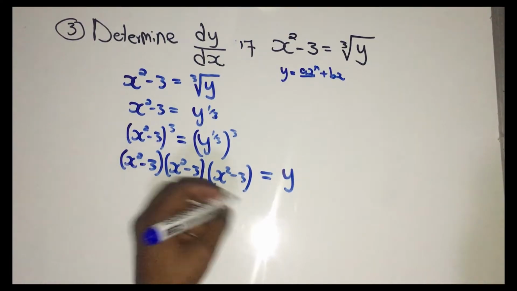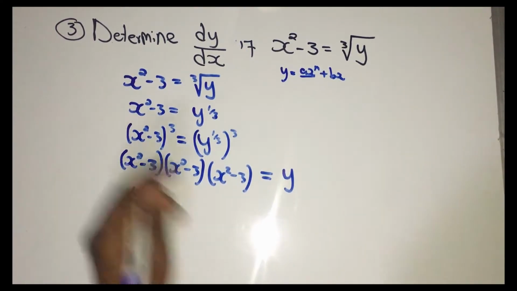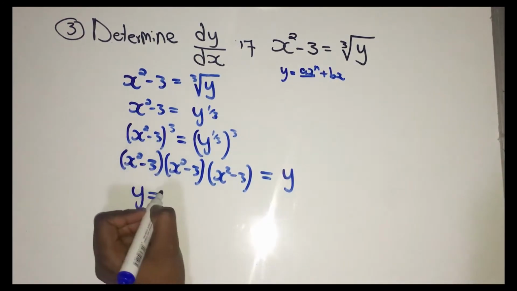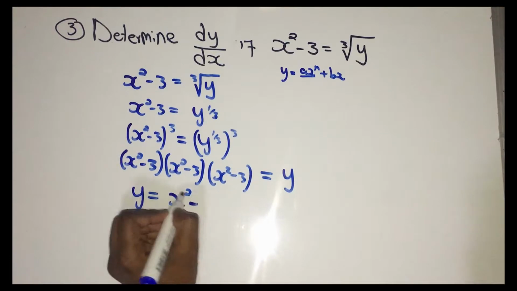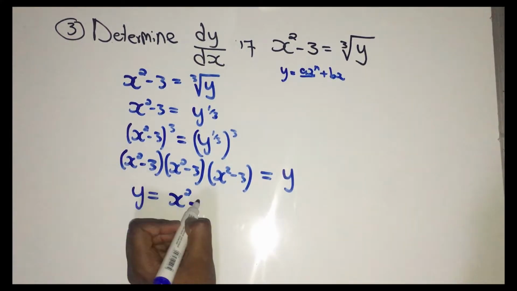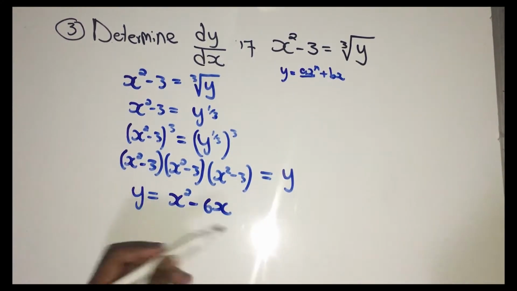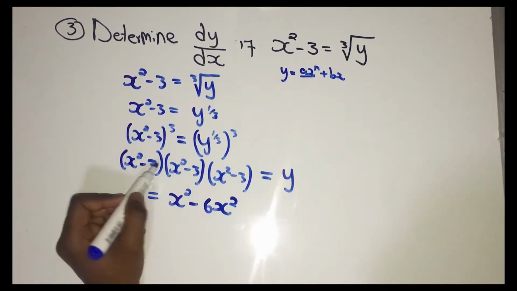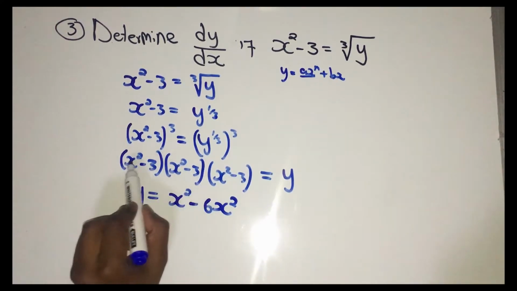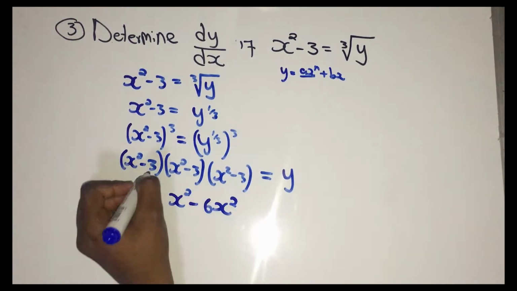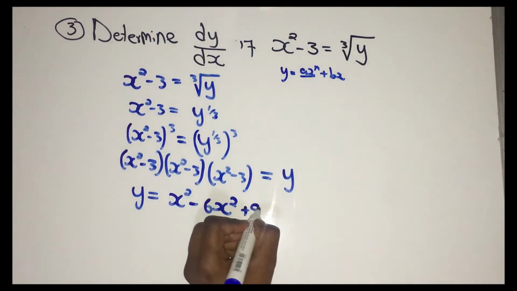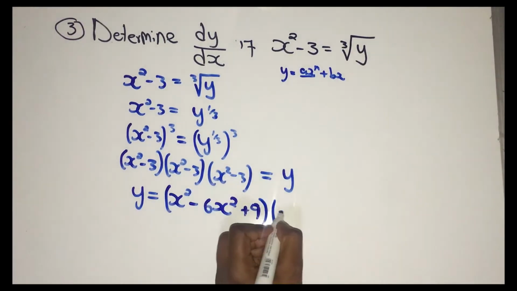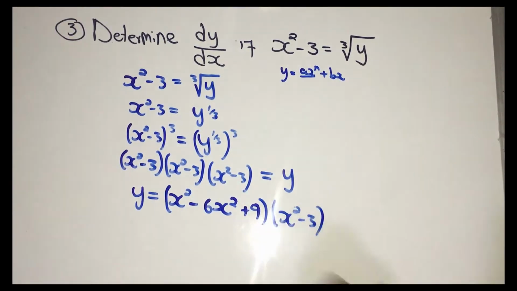Okay, so I'll rewrite it. So that's going to be y the same as, we can start multiplying the first two brackets. So that's going to be x by x, that's x to the 4, and then that's minus 6x squared, which comes from minus 3 by x squared, and then this minus 3 by x squared. And then plus 9, that comes from minus 3 by minus 3, so that still has to be multiplied by x squared minus 3.